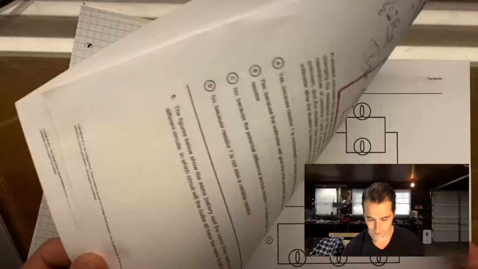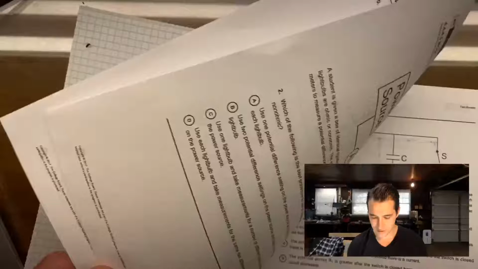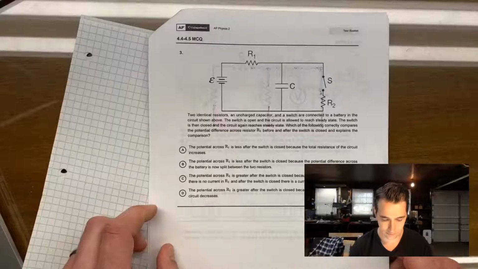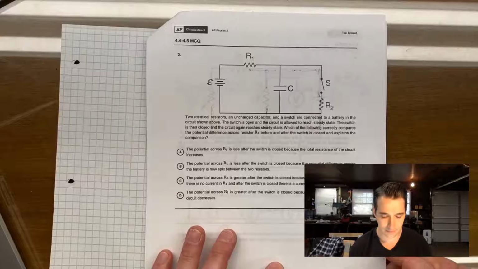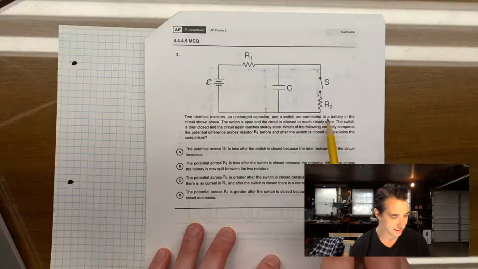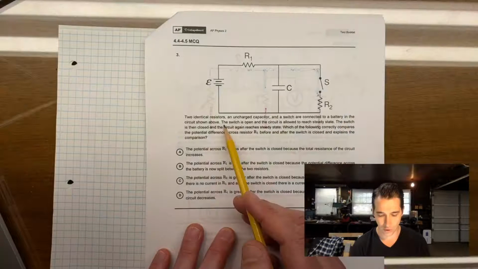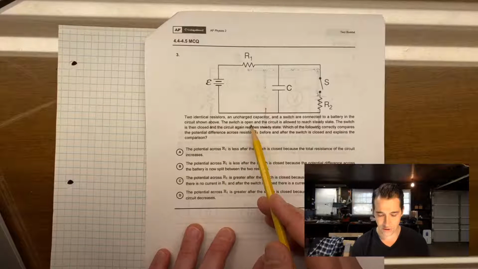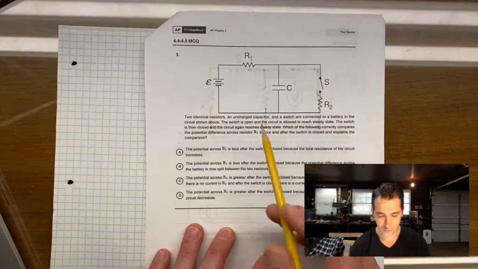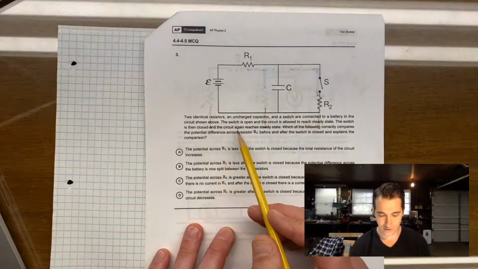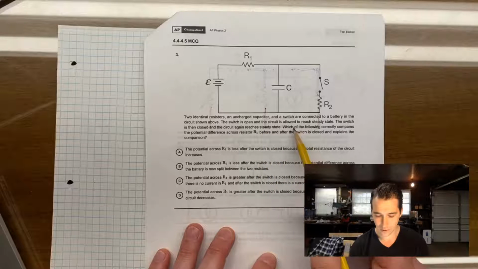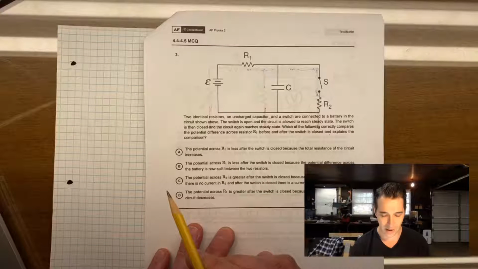Okay. So this is one of the others that I wanted to see. Here we have a circuit, two identical resistors, an uncharged capacitor, and a switch are connected to a battery in the circuit shown above. The switch is open, and the circuit is allowed to reach a steady state. The switch is then closed, and the circuit again reaches a steady state. Which of the following correctly compares the potential difference and explain the comparison?